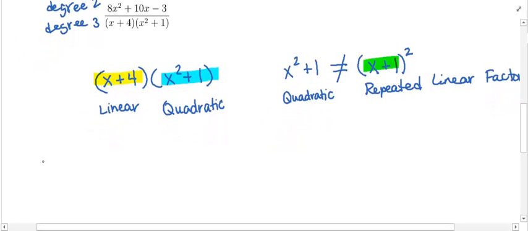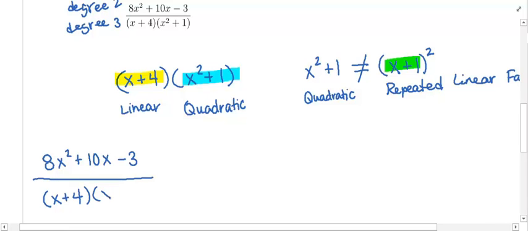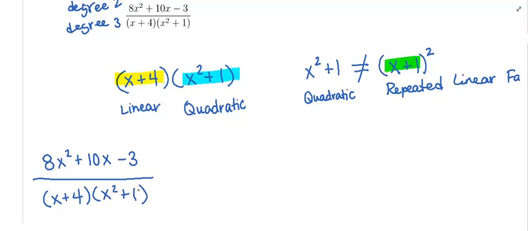I am going to rewrite what I started with. We're starting with 8x squared plus 10x minus 3 over this denominator here. We've talked about the denominators. They cannot be factored further. So it's time to set up the partial fraction decomposition. We are trying to break this single fraction up into simpler fractions that we are adding or subtracting.